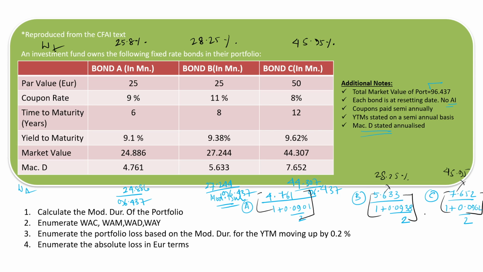So if you do this math and then add all of them, the result comes out to be something close to 6.0526. Now please understand, this is the modified duration of the portfolio expressed in an annualized manner.